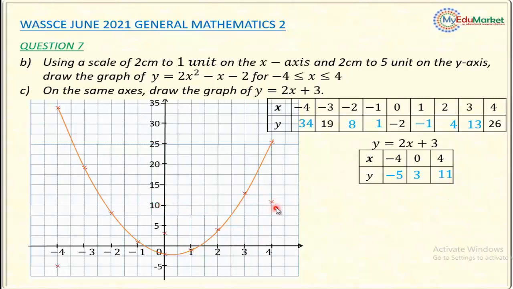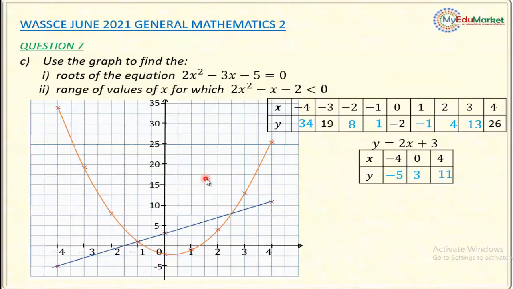So these are the 3 points, 1, 2, 3. So I'm going to use my ruler now to join those 3 points. I'm going to have a perfect straight line. So joining them will give me this line. Look at the blue line. So with this I have answered question number C. I draw the graph of y equals 2x plus 3 on the same axis on which I have drawn the first one. So I'll move to the last question.